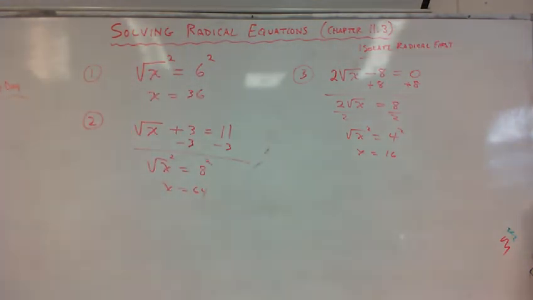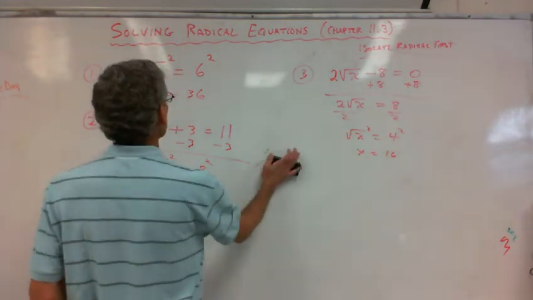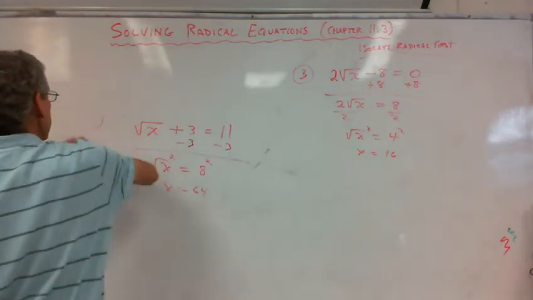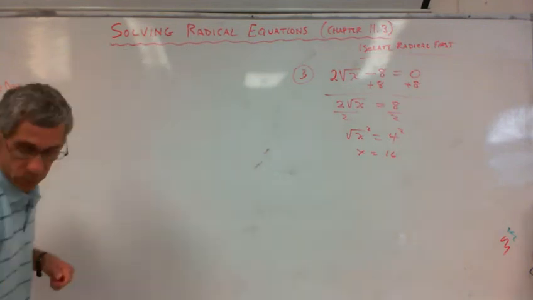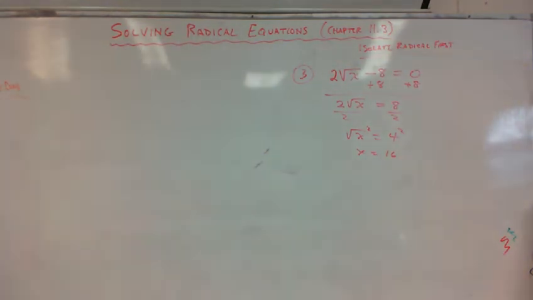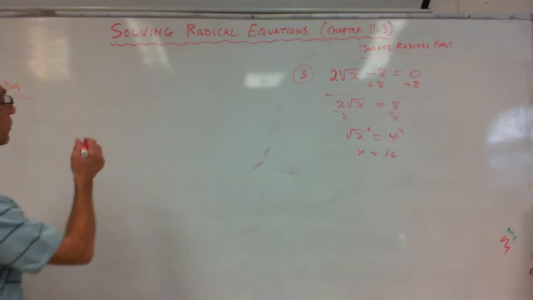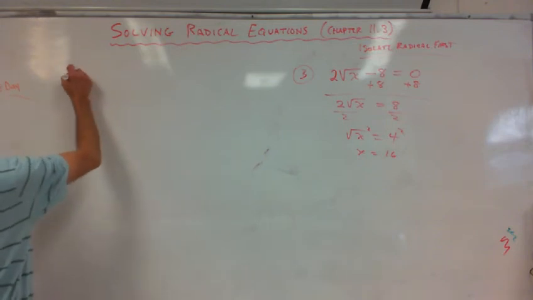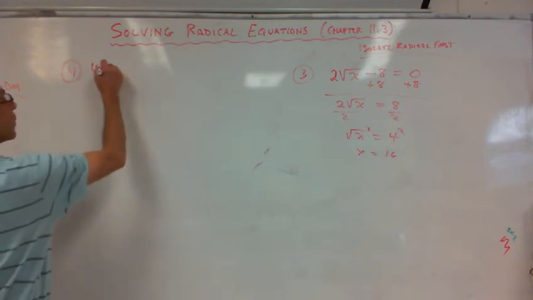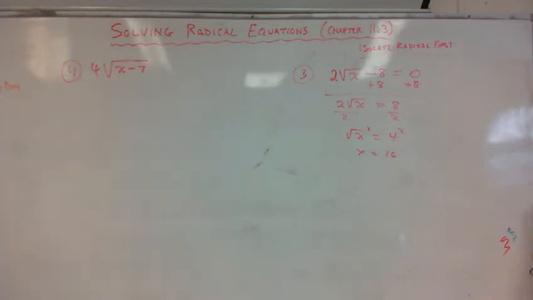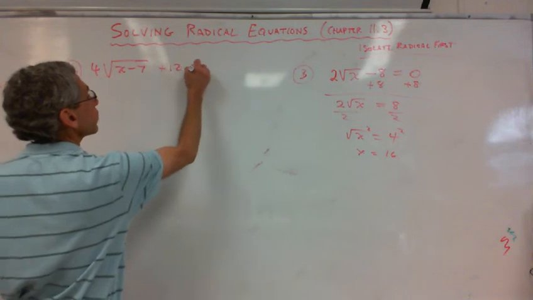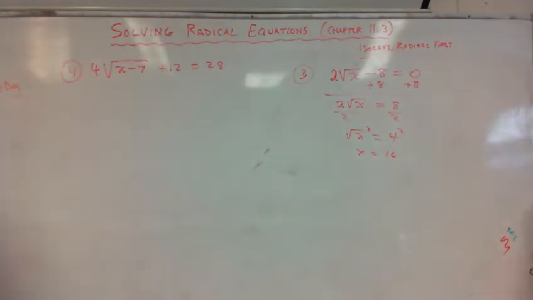What if I gave you something like this? All right, I'm going to erase these. I'm just going through some of the problems in the book. So we have 4 square root of x minus 7 plus 12 equals 28.